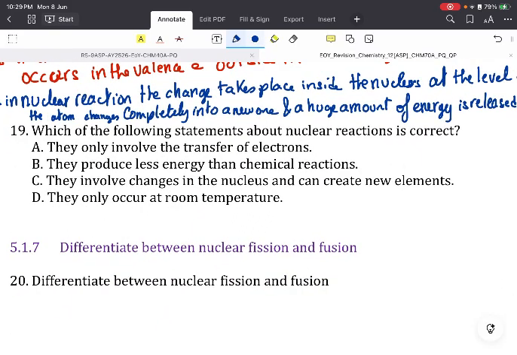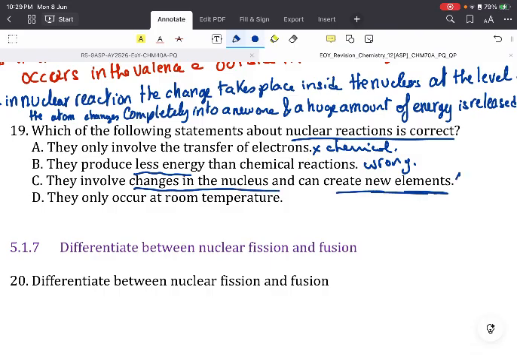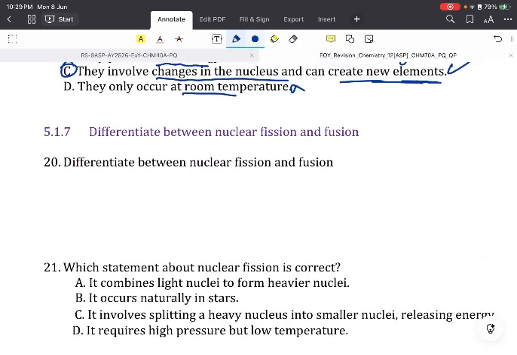Moving on to the next question. Which of the following statements about nuclear reactions is correct? They involve the transfer of electrons. That's chemical reaction. They produce less energy than chemical reactions. That is wrong. Actually, the chemical reactions produce less energy. They involve changes in the nucleus, and they can create new elements. That's the answer. And definitely not at room temperature. The temperature in nuclear reactions is usually extremely high.